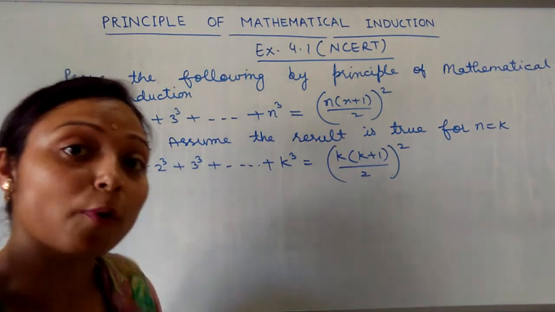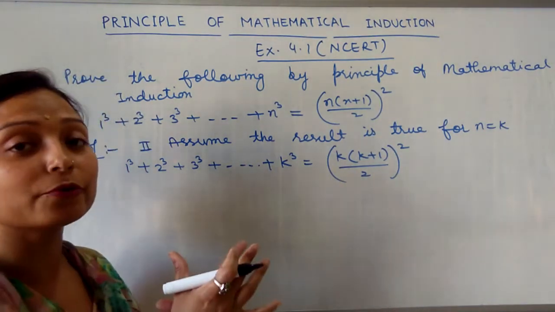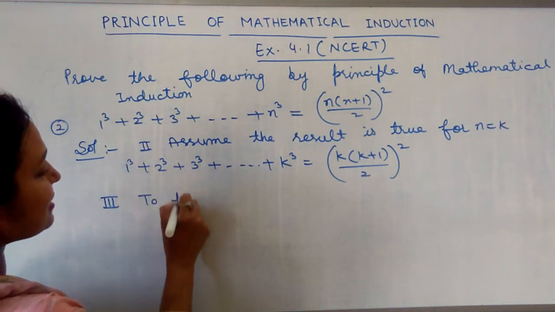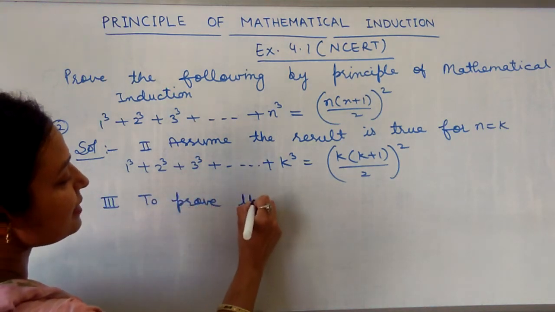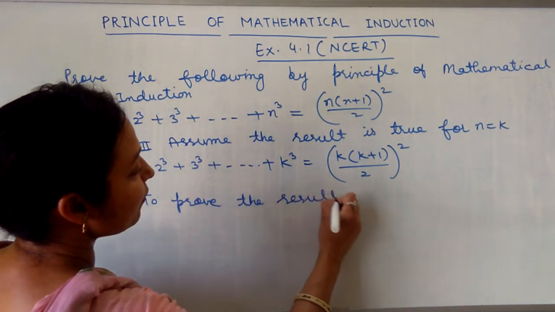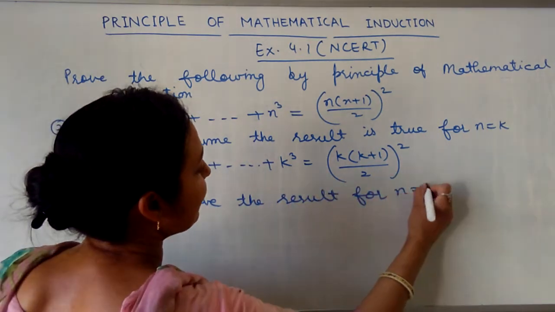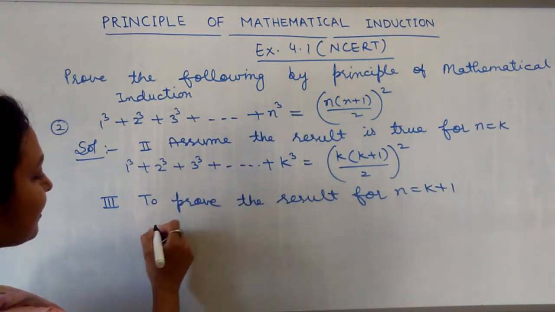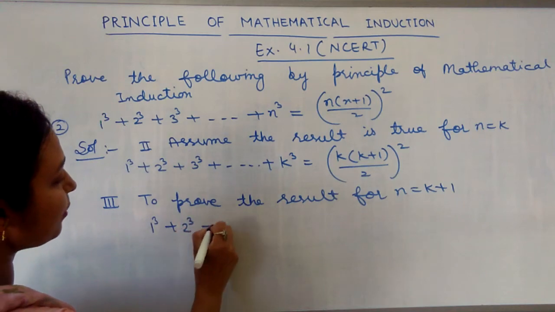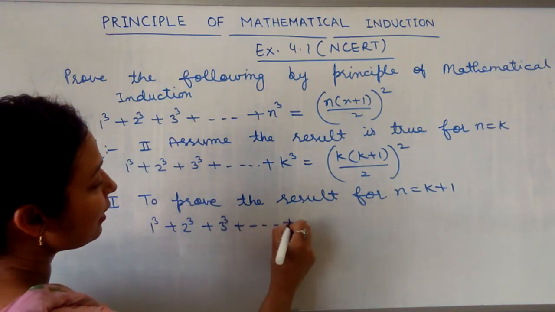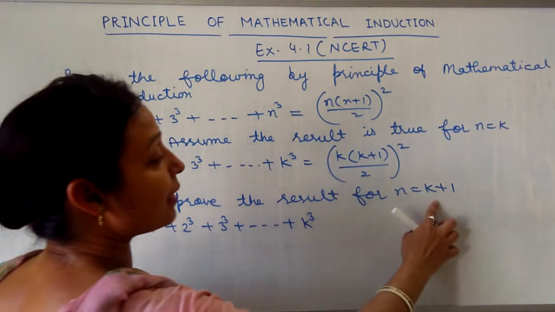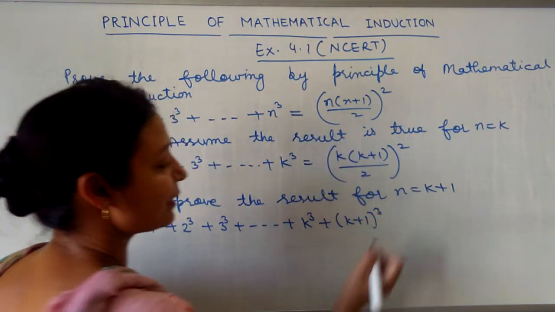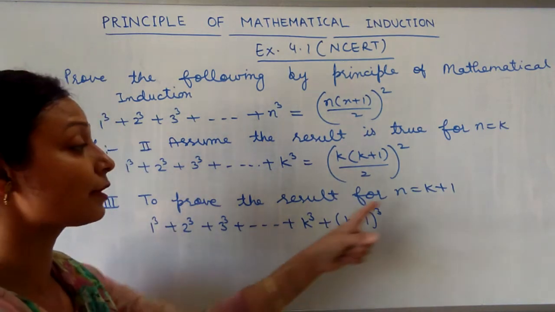Now the third and important step, you have to prove for k plus 1. Third step, to prove the result for n equals to k plus 1. Okay. Write the full term. First of all, write this full term: 1 cube plus 2 cube plus 3 cube plus so on k cube. But for k plus 1, the last term should be k plus 1 whole cube. Right? This should be the last term for k plus 1.